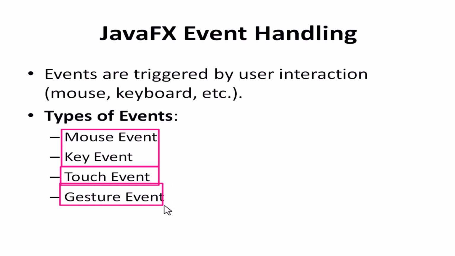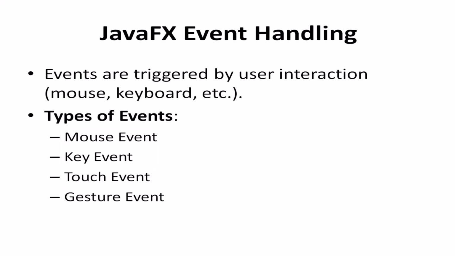So gesture event means there are different types of gestures, where you can guess that particular event. For example, captures, or you are having an image gesture. So select the vehicles among the captures. Like that, here you can have a gesture event.